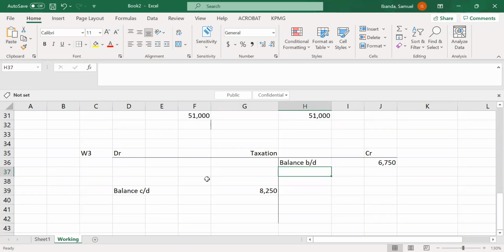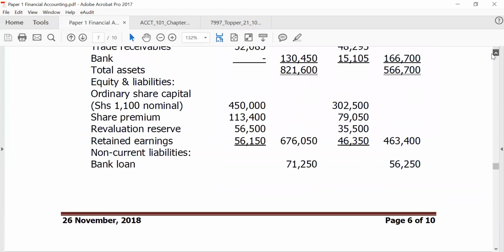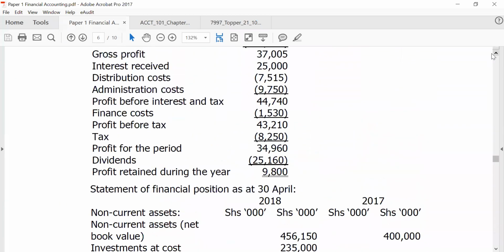Now, like I said, this is a liability. Balance brought down is on this side, balance carried down is on this side. Now, we have the taxes for the year. The taxes for the year increase your obligation, so they will be on this side. The taxes for the year is what we have in our profit and loss, which is 8,250. So the 8,250, I'll bring it here.